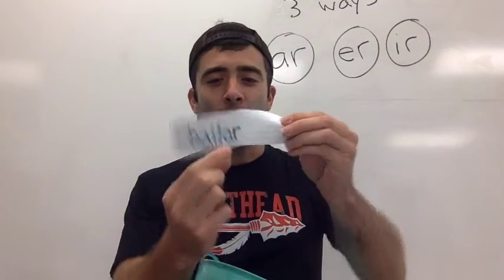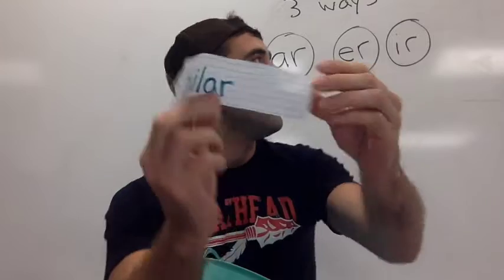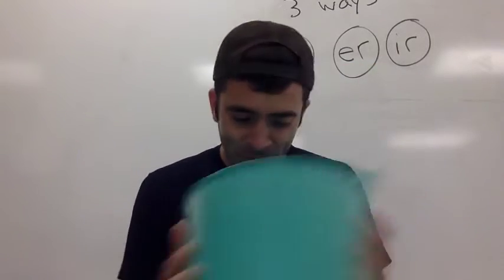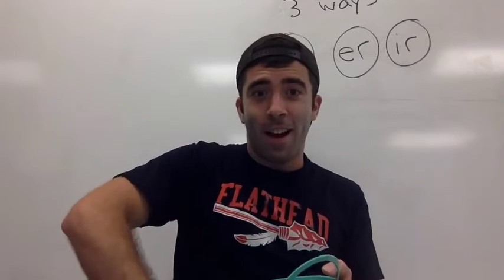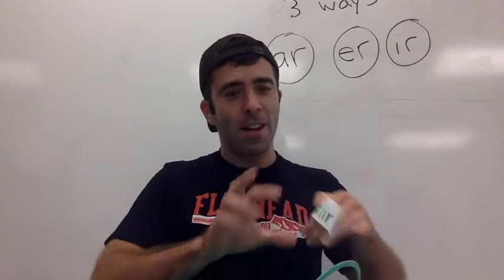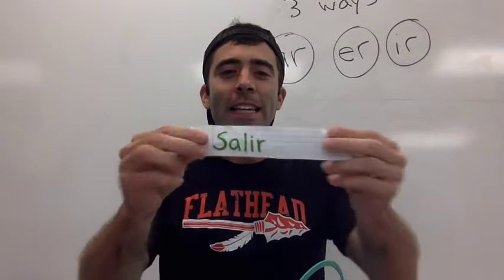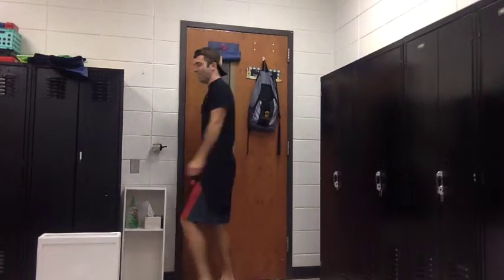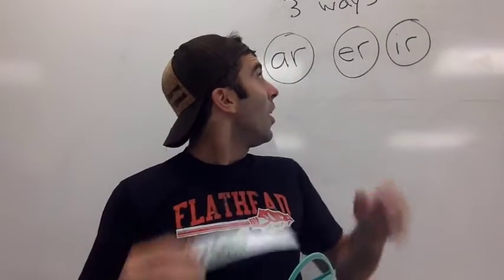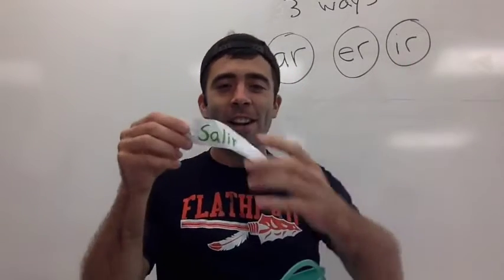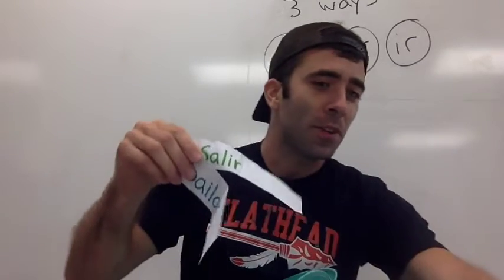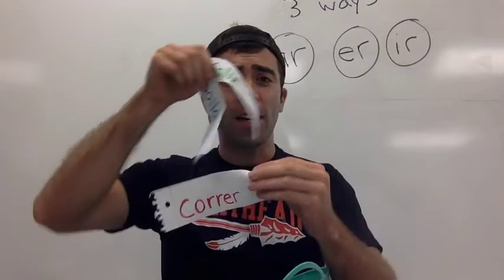What does it end with? An A and an R. Just like I was talking. Now it's my turn. I have found the verb salir. Salir means to go out. Peace. Look, IR. So we have seen verbs that end in all three ways that I have been talking about.